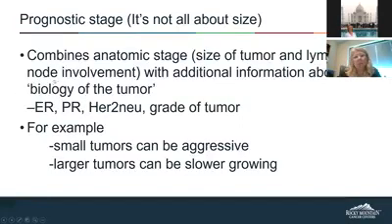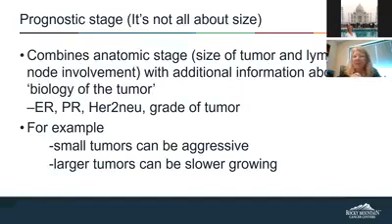And basically what the prognostic stage is telling us, it combines the anatomic stage, so the size and the lymph node involvement, but gives additional information about the biology of the tumor, taking into account estrogen receptors, progesterone receptors, HER2 status, and the grade of the tumor. So you can imagine all the various ways that you can combine size, lymph nodes, ER, PR, HER2/neu, grade. I mean, there's probably hundreds of combinations there. We have computer programs now where we can actually calculate out the prognostic stage.